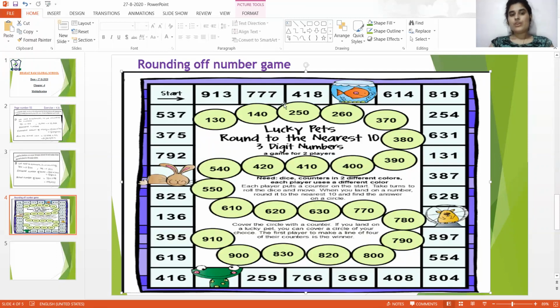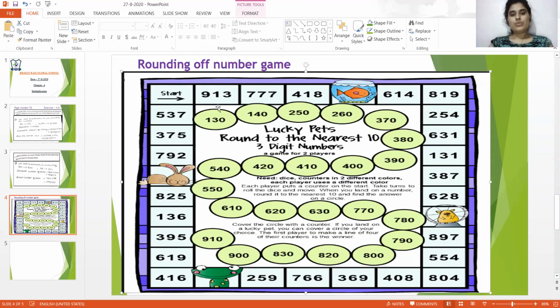How can you do so? For this, you need two dice. Two players can play this game, or four players also can play this game. The first player will throw the dice, and whatever number the first player gets, he will start from this start place only. Each player puts a counter on the start, a colorful counter. Okay, colorful counters you have to take.